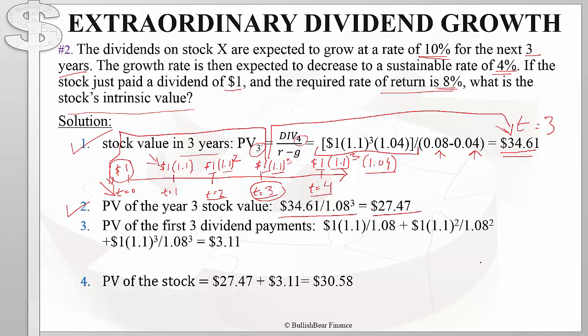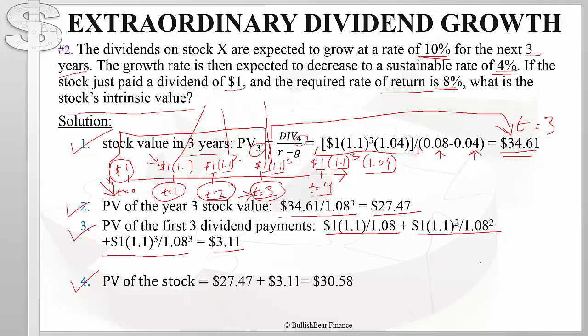But we are not done yet because we have not yet factored in the dividend payments of time t equal to 1, time t equal to 2, and time t equal to 3. We calculate the present value of these three dividend payments at time t equal to 1, time t equal to 2, and time t equal to 3. We discount these dividend payments using these terms and we get a total present value of $3.11.